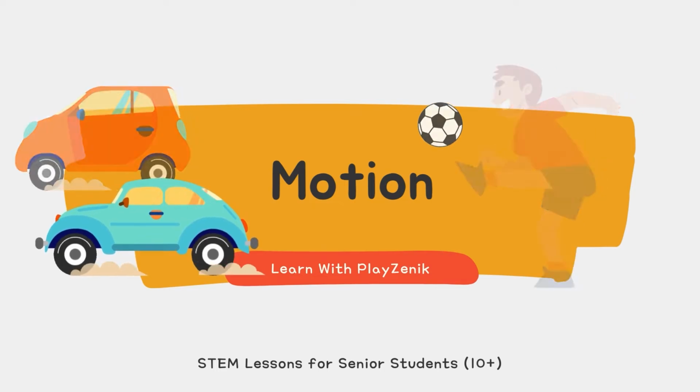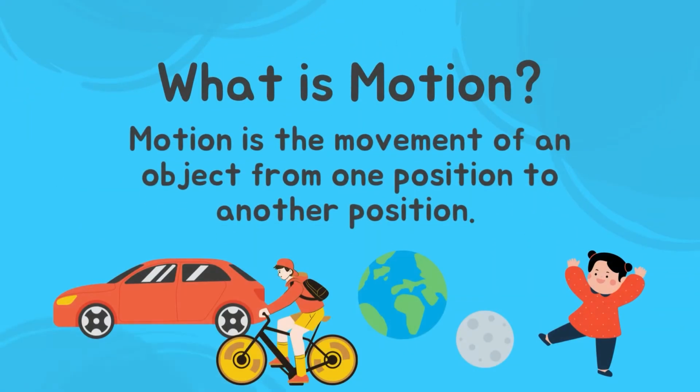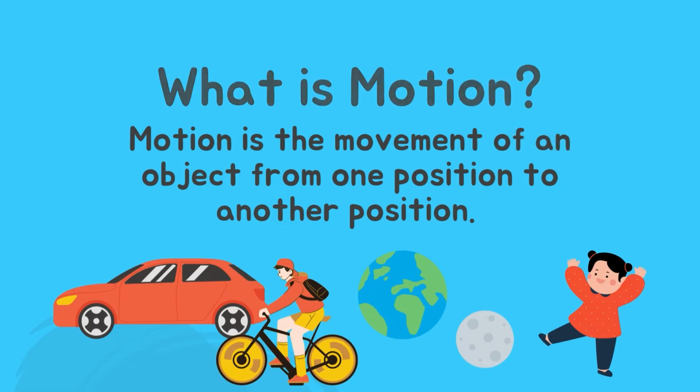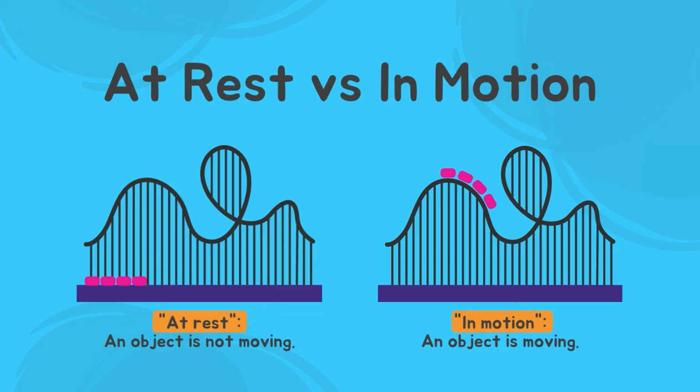What is motion? Motion is the movement of an object from one position to another position. Examples of objects in motion are cars, bikes, the earth, the moon, and even us humans. When something is not moving, it is said to be at rest. Take a roller coaster for example. If it is not moving, it is said to be at rest. Once people sit in the seats and the ride begins, it is said to be in motion.